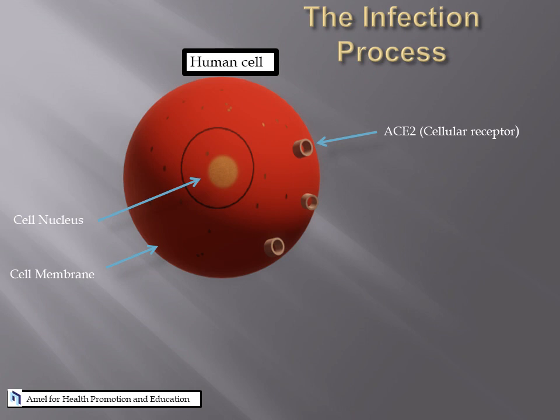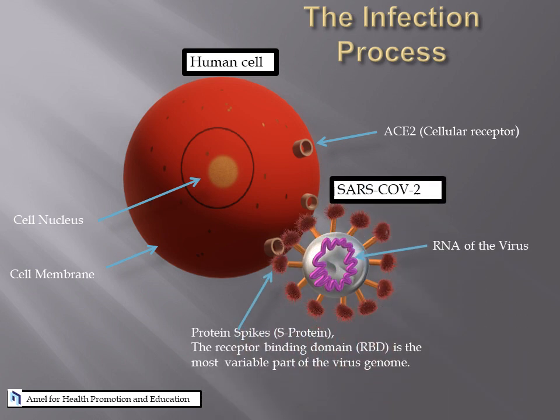In this slide we are talking again about the infection process. As you can see here, the human cell and the ACE2, the cellular receptor, is on the cell membrane of the human cell. So when SARS-CoV-2 infects the cell, the spike protein of the virus will bind with the receptor, which is ACE2.